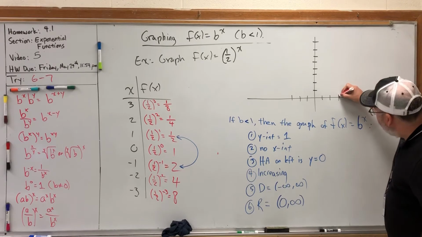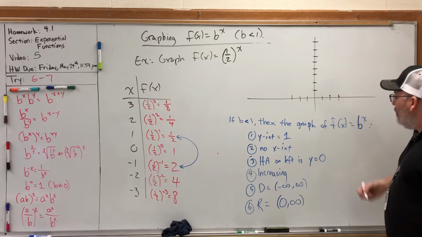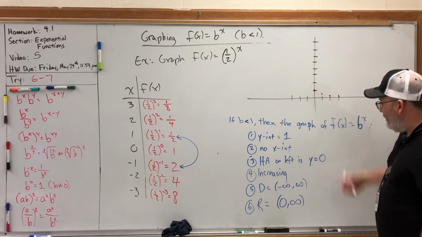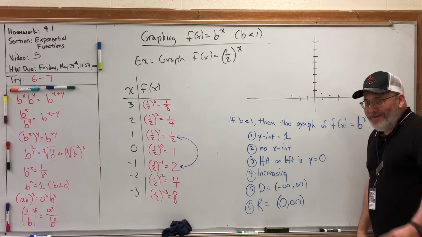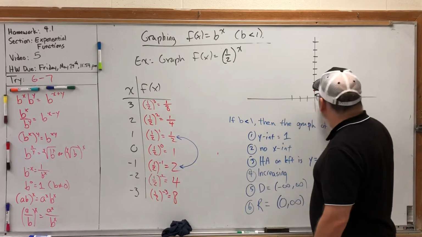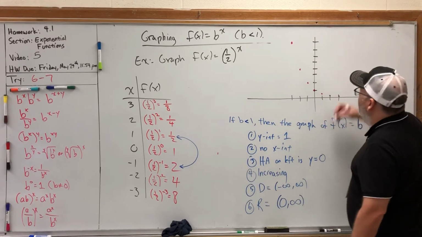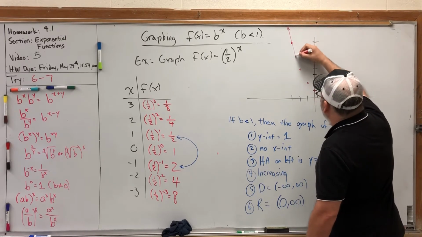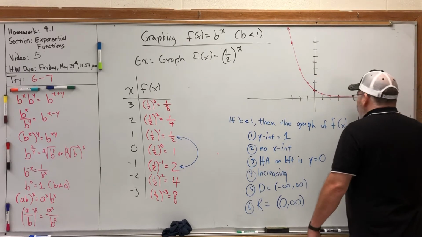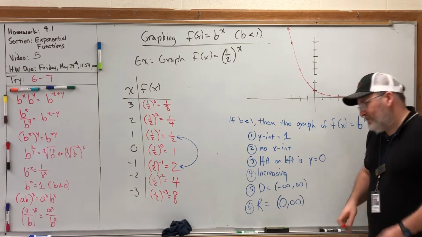Over 3 up 1/8 is barely off the axis. Over 2 up 1/4 is a little bit higher. Over 1 up 1/2 is halfway up. But then over 0 up 1, look, we have the same y-intercept. That makes sense. Anything to the 0 power is 1. But now, negative 1 is up 2, negative 2 is up 4, and negative 3 is up 8. So we're getting the exact same picture, except in reverse. In fact, you could say that this graph is the mirror image of the previous graph across the y-axis.